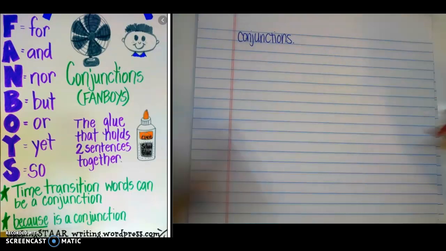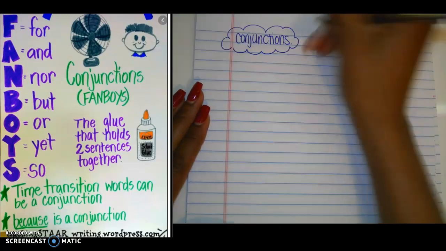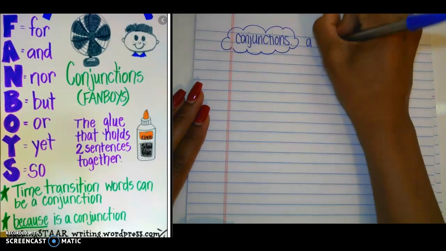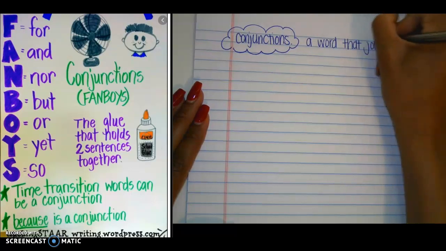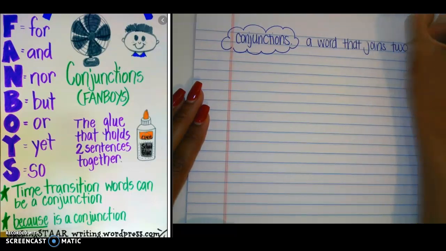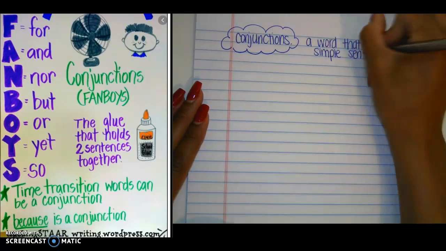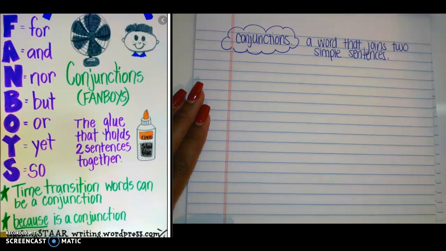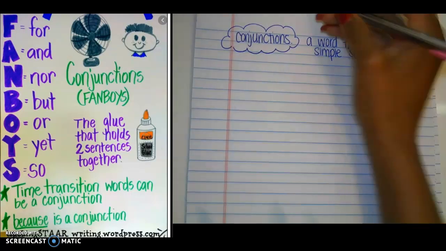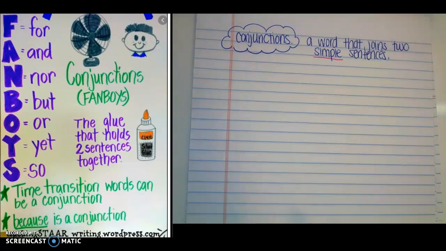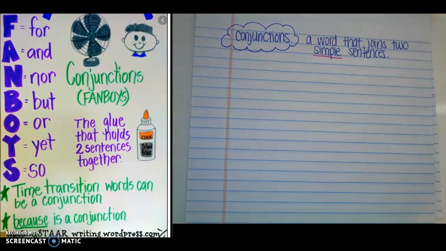So a conjunction is basically a word that joins two simple sentences. Now, it's important that you write the words simple sentences, because what we're going to end up creating when we use our conjunction is what's called a compound sentence. So now let's talk about what that is.